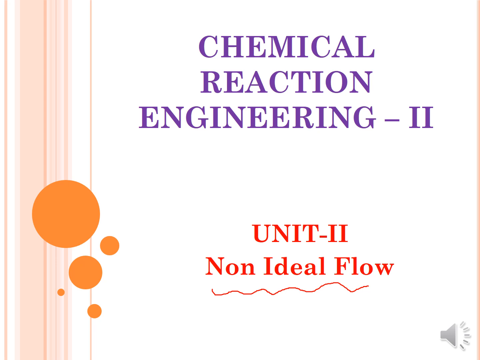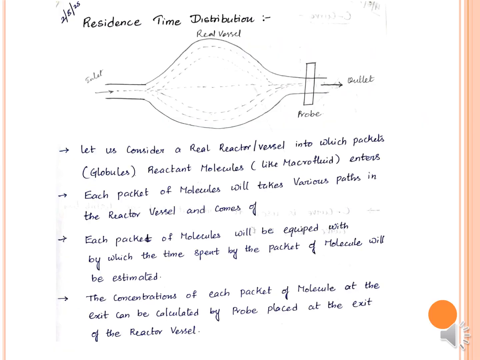Finally, our objective at the end of this unit, non-ideal flow, is to be in a position to calculate, by obtaining different models, the conversions in non-ideal reactors, called real vessels. For that, a very important parameter useful to find the conversions is residence time distribution.